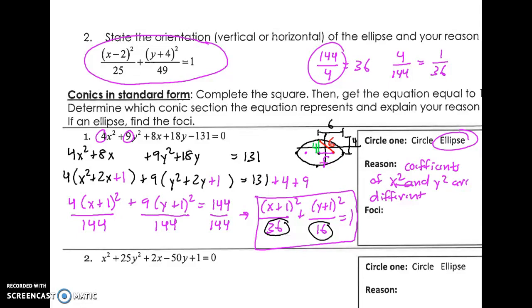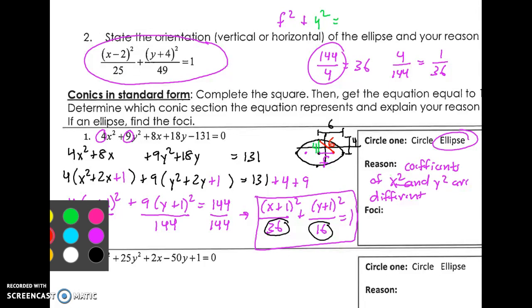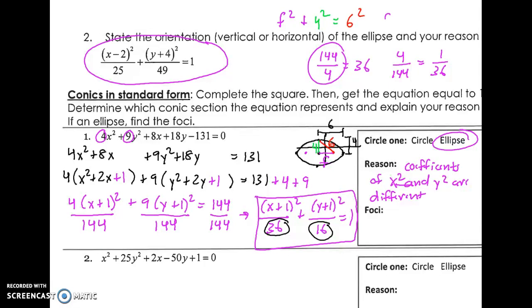And it turns out that the semi-major axis is always the hypotenuse. So we get this Pythagorean property that f squared plus 4 squared has to equal 6 squared. If you go through and do the Pythagorean theorem here, you're going to get f is, I believe, the square root of 20. And my video is about to run out, so I'm going to have to make one more video to finish up.